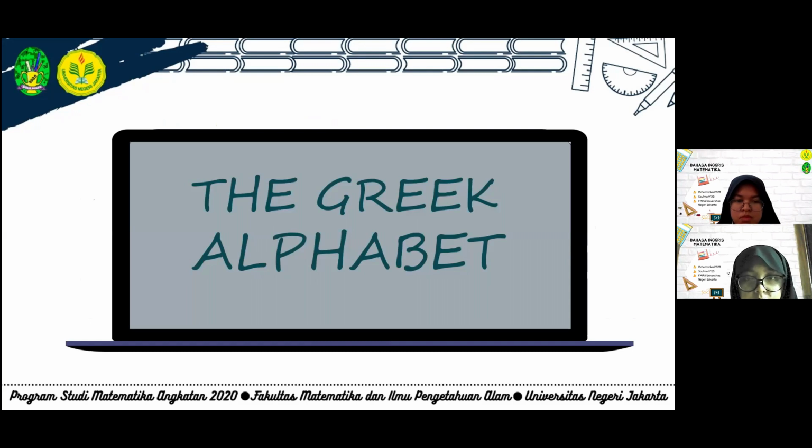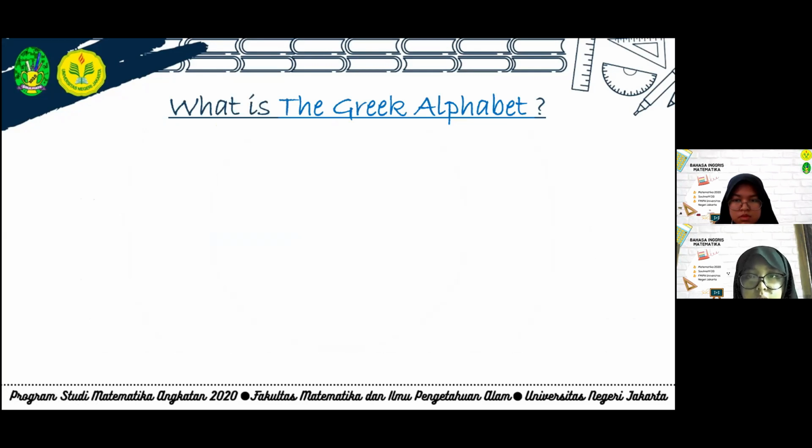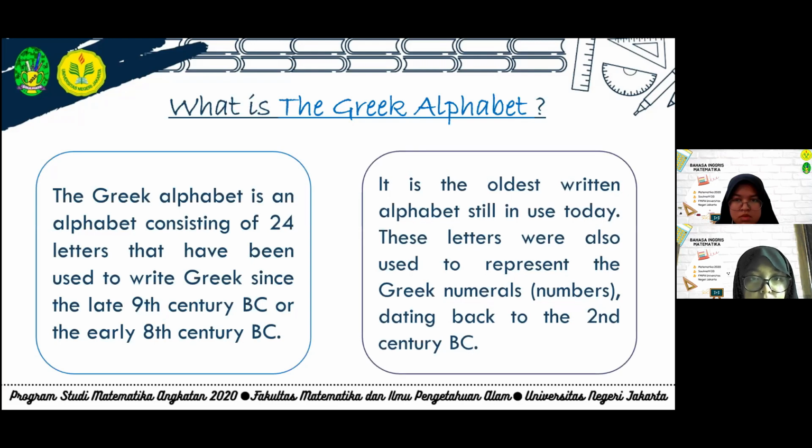To the next, the Greek alphabet. What is the Greek alphabet? The Greek alphabet is an alphabet consisting of 24 letters that have been used to write Greek since the late 9th century BC or early 8th century BC. It's the oldest written alphabet still in use today. These letters were also used to represent the Greek numerals or numbers dating back to the 2nd century BC.